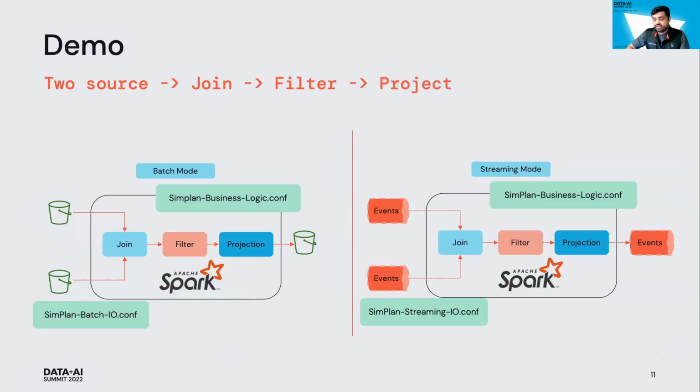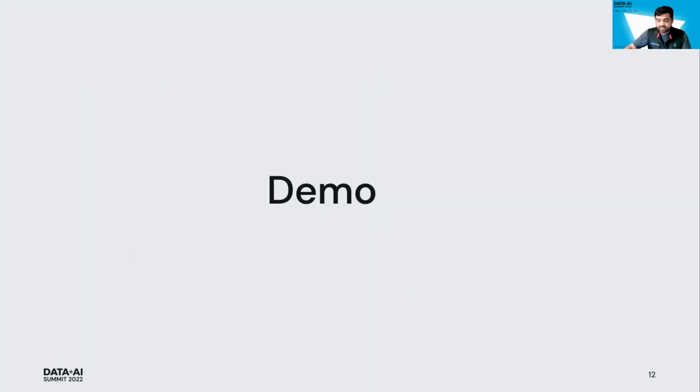Now, let's go to a demo, and let's look at how this particular demo is structured. We will be performing 3 operations in this demo. We will do a join operation, a filtration operation, and finally a projection operation. As we mentioned, the same business logic would be run and sent to both batch mode and streaming mode. The only thing that we are changing is how your batch input and streaming inputs are defined, how the input and output operations for batch and streaming mode are defined. The business logic would remain the same. Now, let's go and look at a demo.